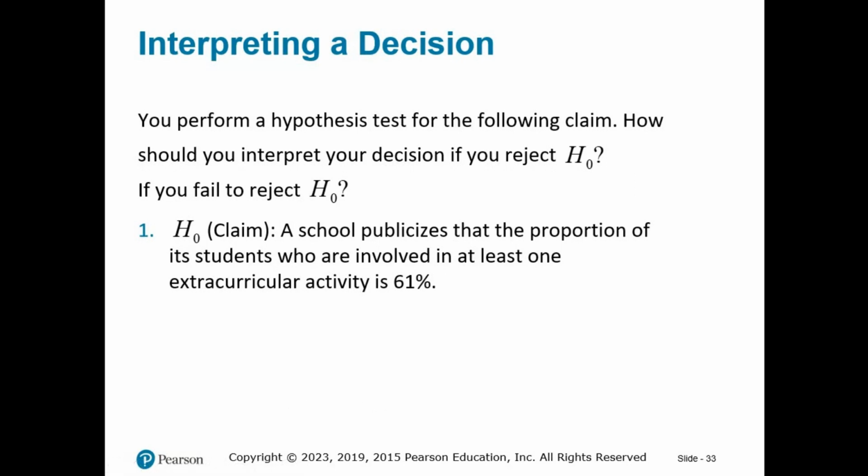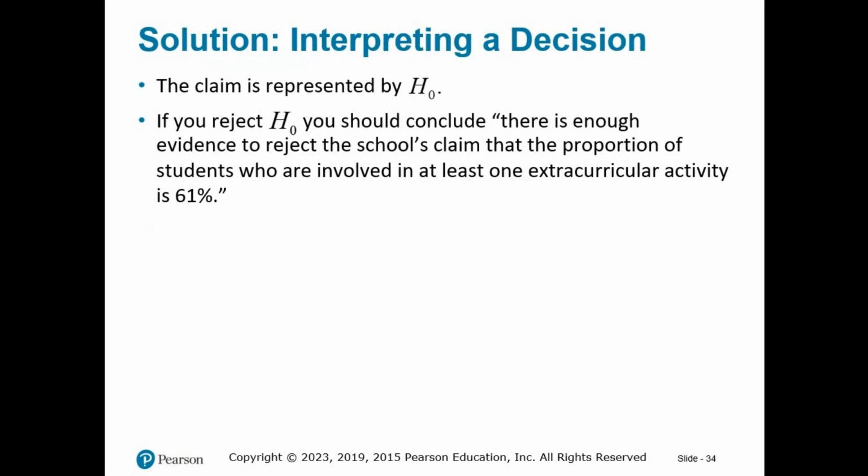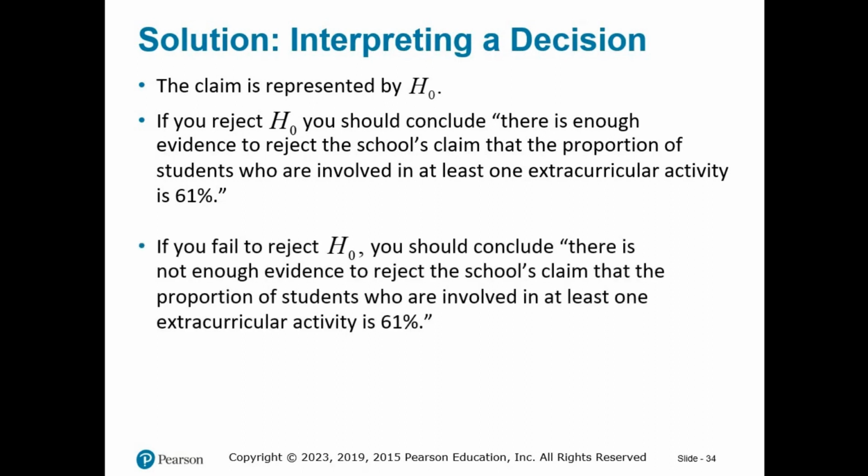Here's how you would word this. If you reject the null hypothesis, or H0, you should conclude there is enough evidence to reject the school's claim that the proportion of students who are involved in at least one extracurricular activity is 61%. And if you fail to reject H0, you should conclude there is not enough evidence to reject the school's claim that the proportion of students who are involved in at least one extracurricular activity is 61%. Okay, let's look at the next one.